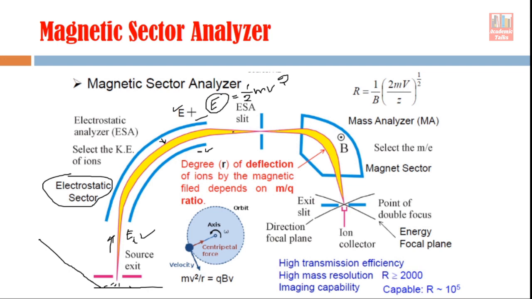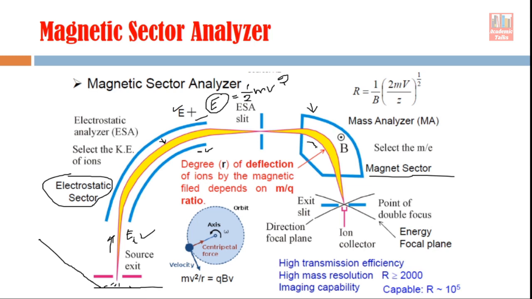So once these secondary ions come out of this electrostatic sector, they enter into the magnetic sector. This part is the magnetic sector. All this part is the magnetic sector. So once they enter into this magnetic sector, you know that a moving charge in a magnetic field experiences a force, and because of that force, it starts bending. So the bending is like this.